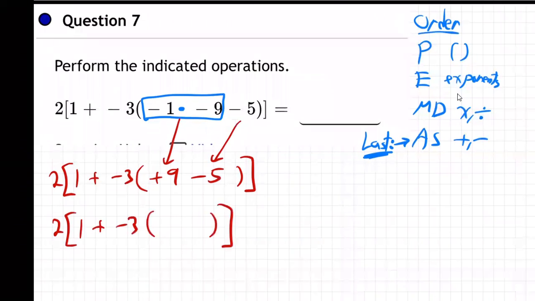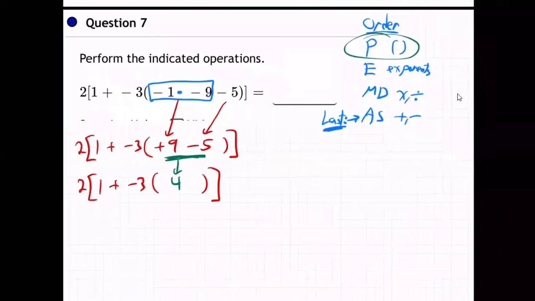Now we're going to finish this parenthesis. 9 minus 5 is 4. Right, because all that really is parentheses. I had to finish the parentheses. So when it says P for parenthesis, it means finish any problem inside of a parenthesis. So that's what I did. All right, we get there.